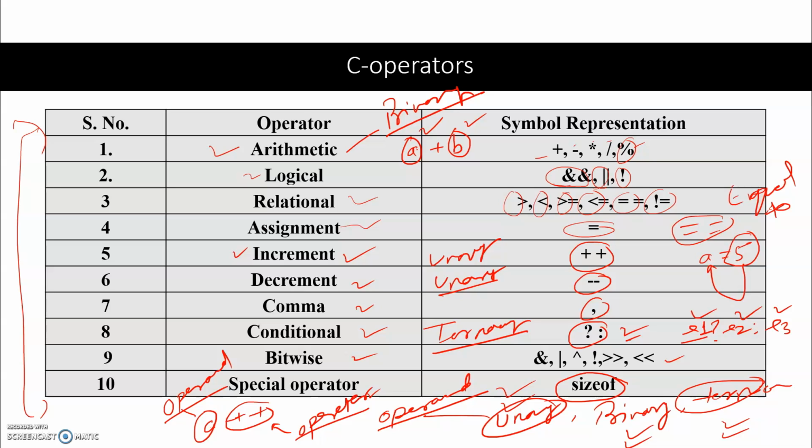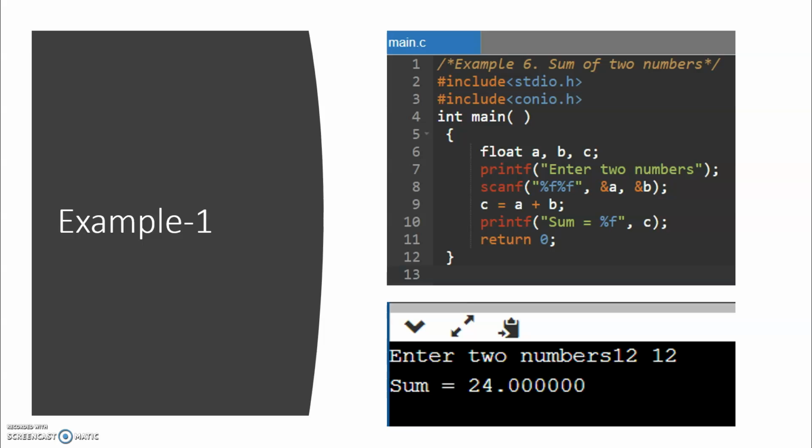In the next slide, I have presented an example for a binary arithmetic operator. Here you can see this example is given, and in this example what we are doing is performing the sum of two numbers, and the numbers are float numbers. So here I am using header files.